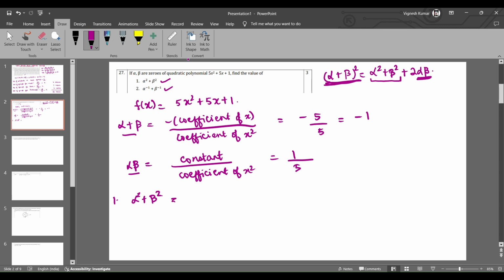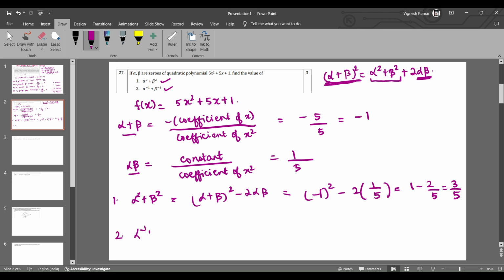Alpha square plus beta square will be alpha plus beta whole square minus 2 alpha beta. So alpha plus beta is minus 1, so minus 1 whole square minus 2 into alpha beta value, which is 1 by 5. So 1 minus 2 by 5, alpha square plus beta square will be 3 by 5. Then next, alpha inverse plus beta inverse, which means 1 by alpha plus 1 by beta.